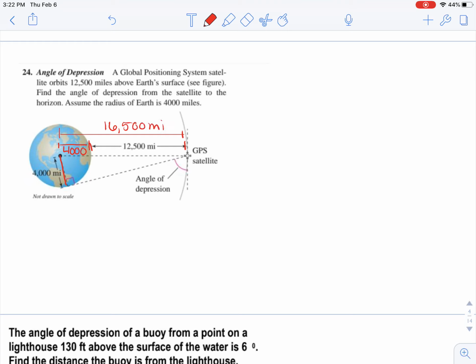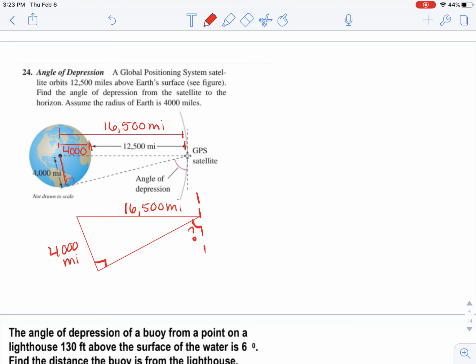Okay? All right, I am going to kind of redraw this picture so we can get a little bit better of a visual. All right, so I know the hypotenuse is 16,500 miles, and I know this side of the triangle is 4,000. We want to find this angle of depression here. Okay.